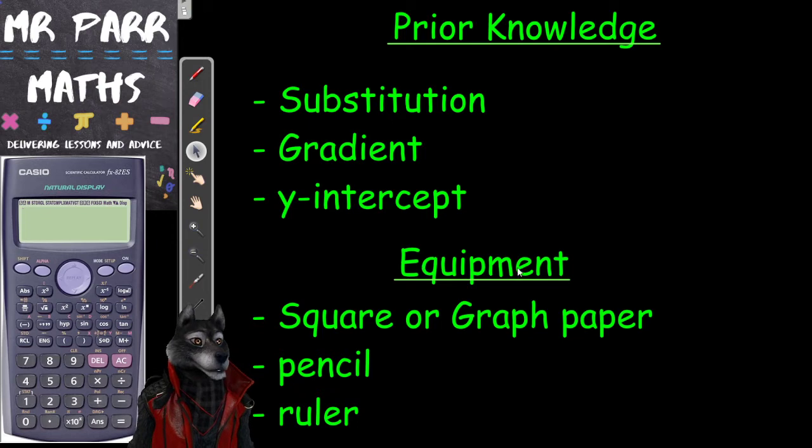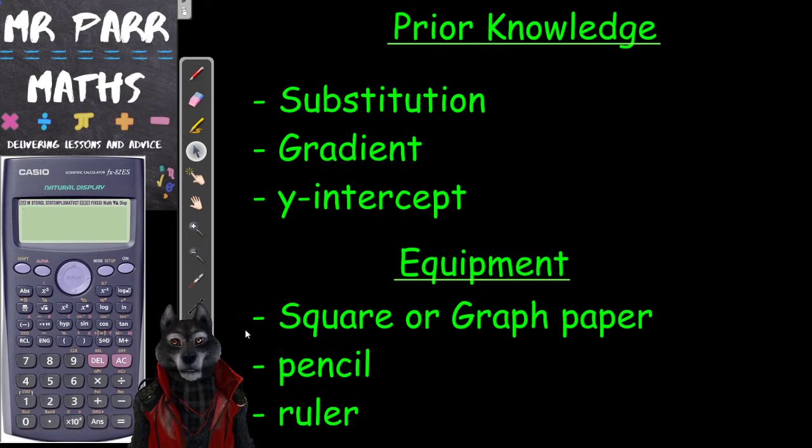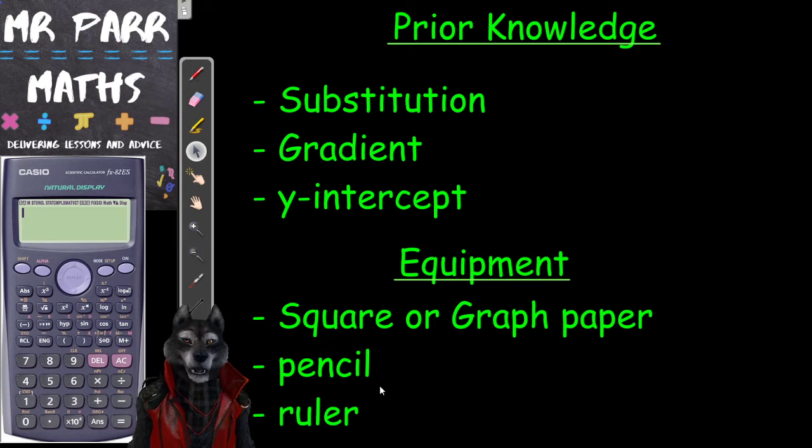Now, equipment. You don't have to have these things, but if you do, so you can sketch things out and muck about with it, it would be helpful to have squared or graph paper, a pencil and a ruler. All these things would allow you to draw out graphs and try your own thing.